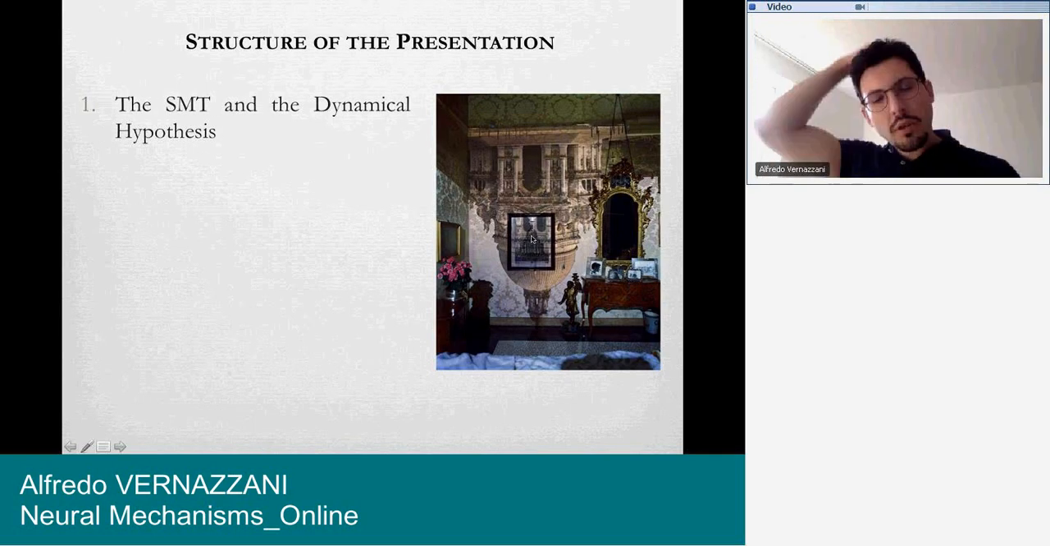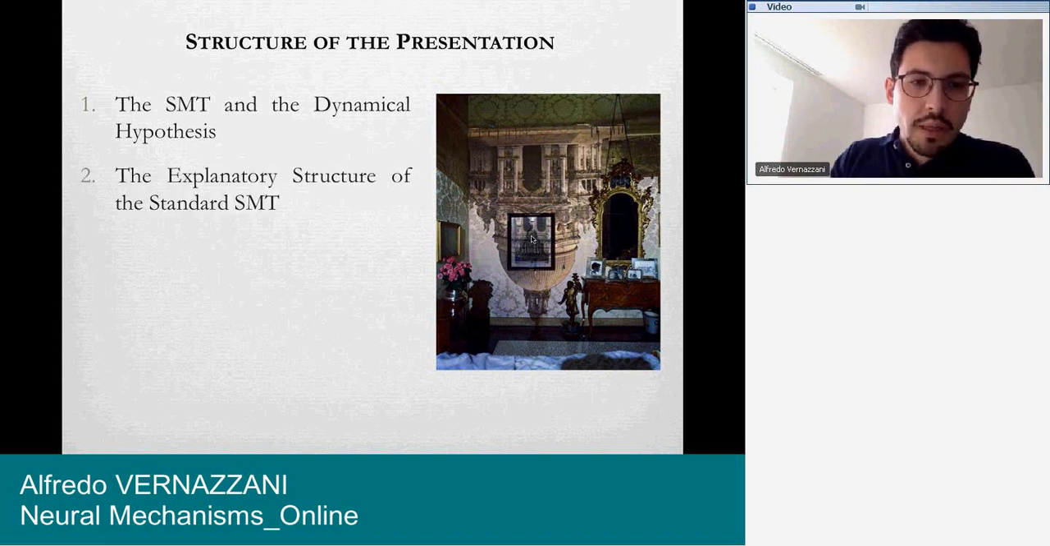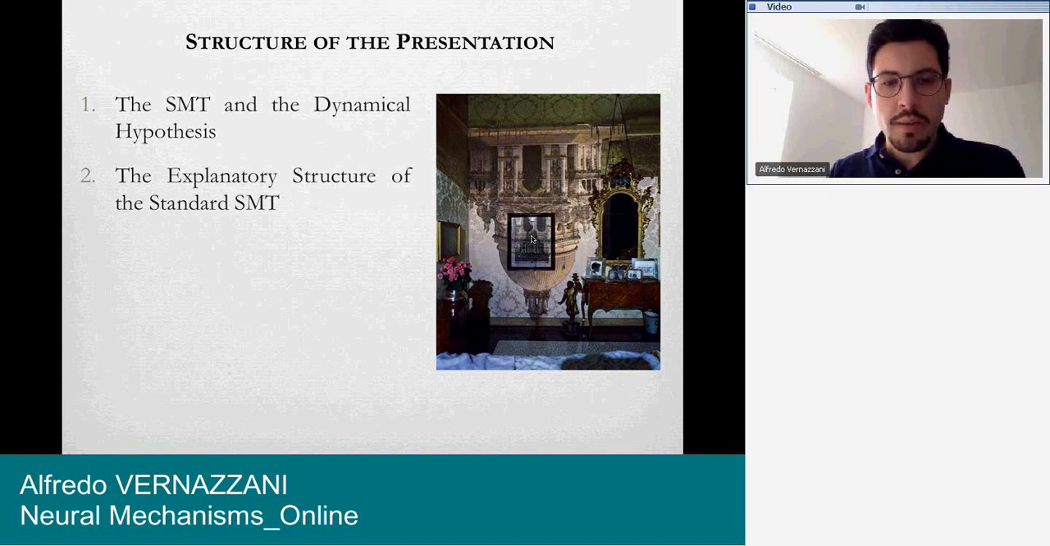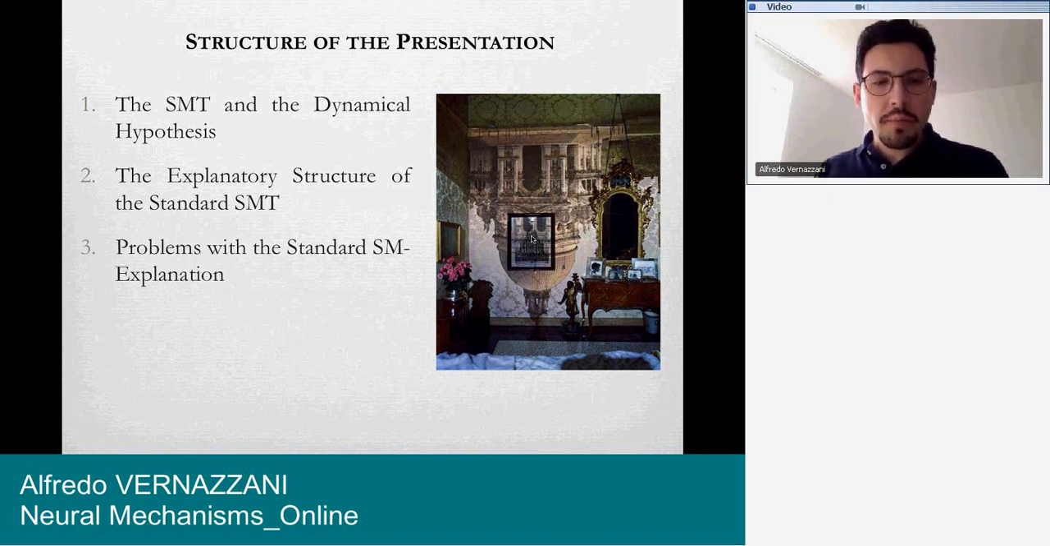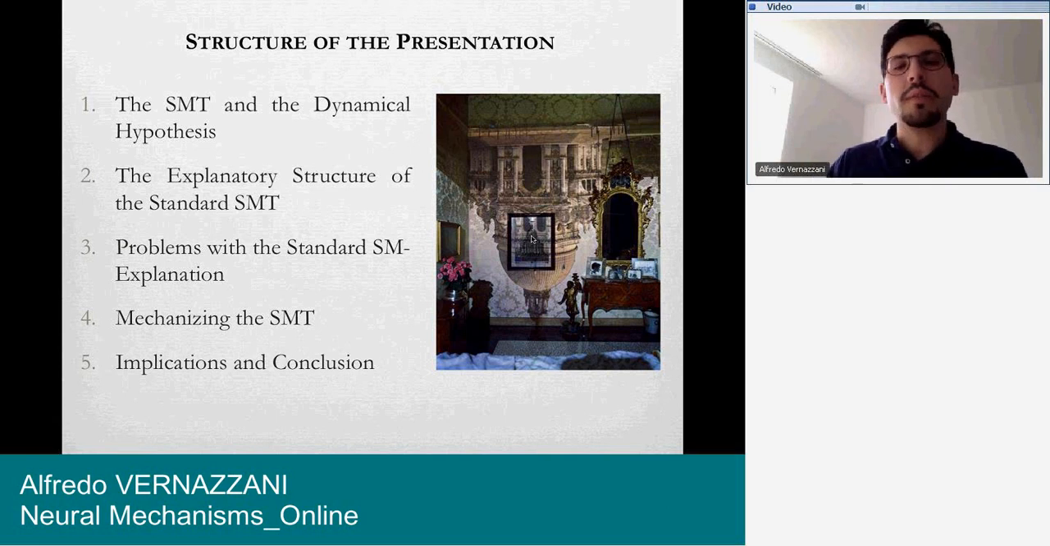Let me move on to the structure of the presentation. First, I'm going to talk about the core theses of the sensorimotor theory and then move on to the dynamical hypothesis in cognitive science. A crucial step here would be likening the sensorimotor theory to the dynamical hypothesis in cognitive science. The second step would be to study and unfold a little bit the explanatory structure of the standard sensorimotor theory. Then I move on to highlighting the problems with the standard form of explanation of the sensorimotor theory. Then I'm going to argue that SMT is compatible with the mechanistic account, and finally draw some implications and conclusions. For those of you who have read the paper, which of course contains many more details than I can cover in the oral presentation, it's basically the same structure.